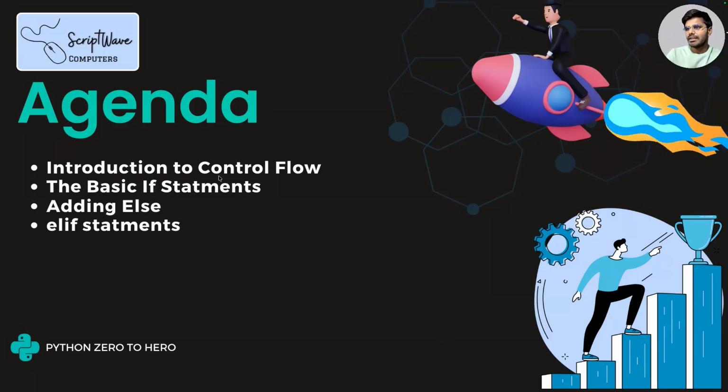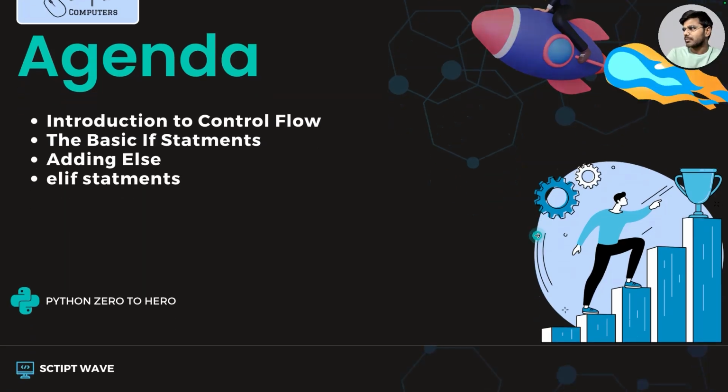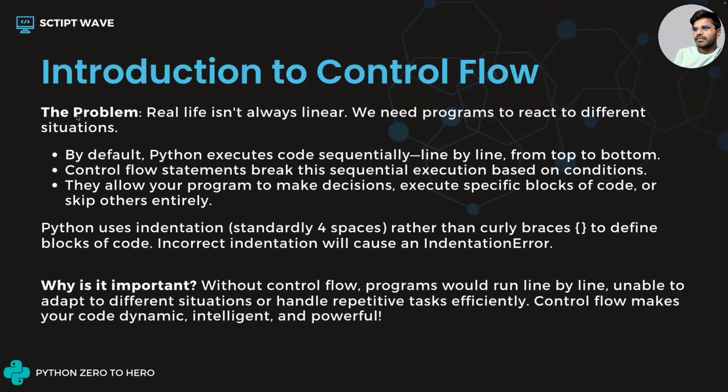Let's start with an introduction for control flow statements. Let's start with the problem that we are facing and then we'll try to find a solution. Real life isn't always linear, so we don't move in a linear path. We need programs to react to different situations.